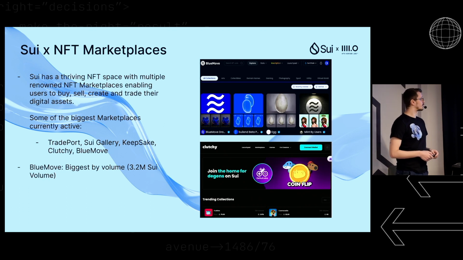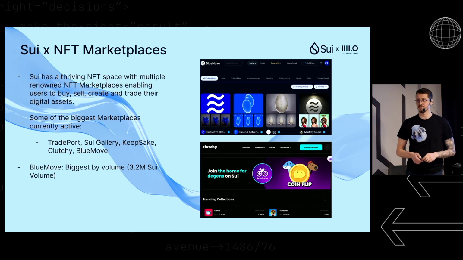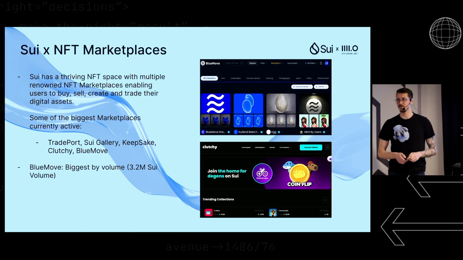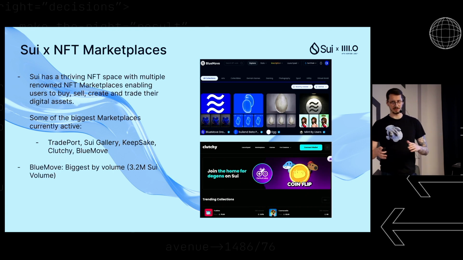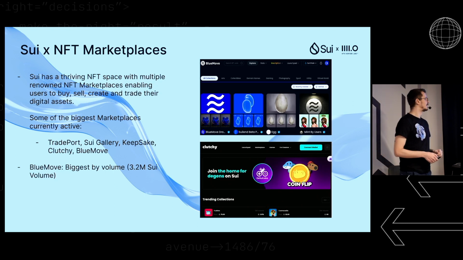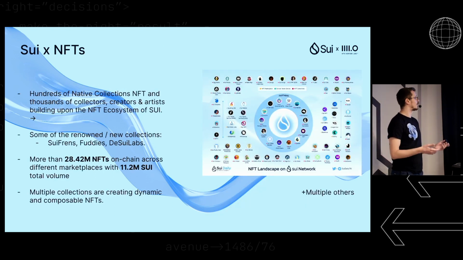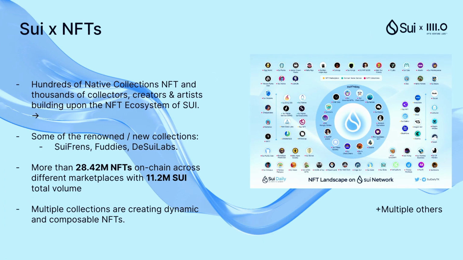Generally, there's a lot happening in the SUI NFT marketplaces, and a lot of options. It's not only these two. You also have, as I noted here, SUI Gallery, Keepsake, and Tradeport. Those are some of the larger ones, but there are really a lot of options. You can go deep into this, right? SUI NFTs means hundreds of native collections and thousands of collectors, creators, artists, etc. There are more than 28.42 million NFTs on chain, which is a lot, with 11.2 million SUI in total volume across those NFTs, so pretty good.